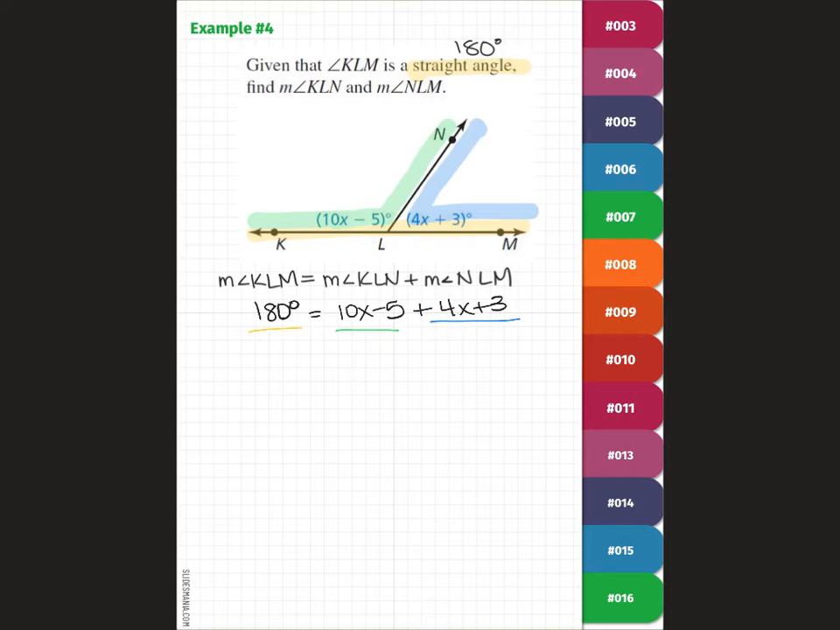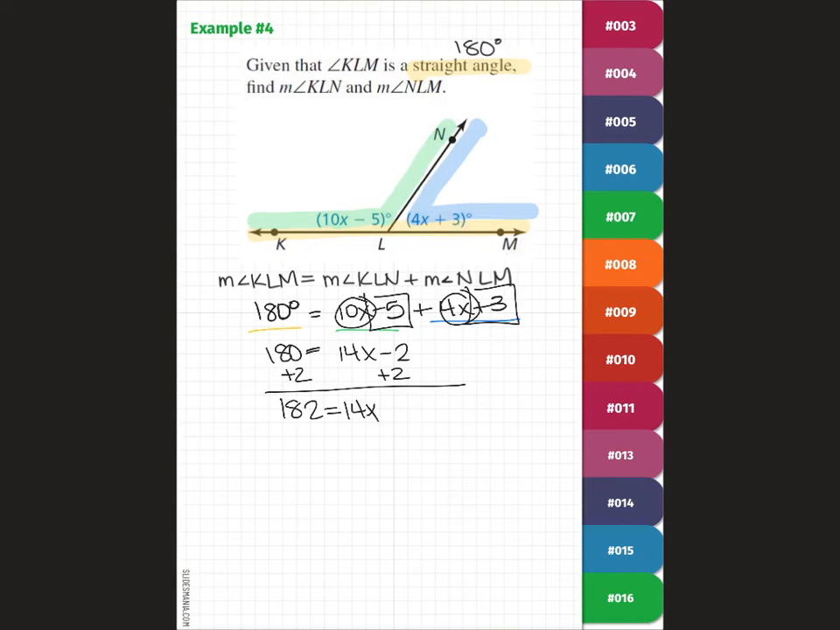Okay. So now I'm going to do the math. So 10x plus 4x is going to be 14x. Negative 5 and a positive 3 is going to be negative 2. And so 180 is equal to 14x minus 2. So then I'm going to add 2 on both sides. So 182 is equal to 14x. And then I'm going to divide both sides by 14. So 182 divided by 14 is going to be 13, and that's equal to x.